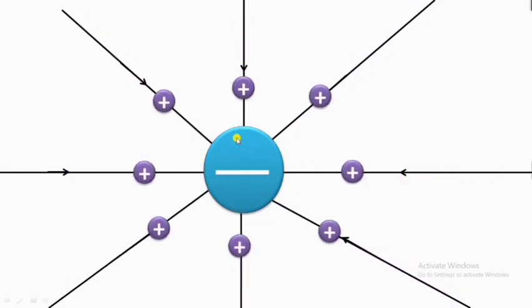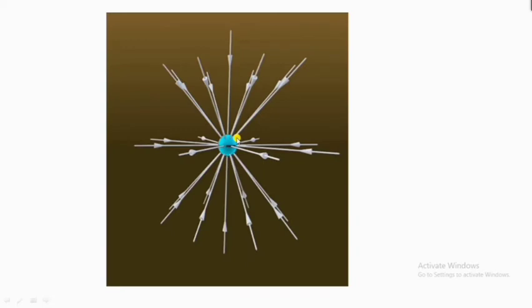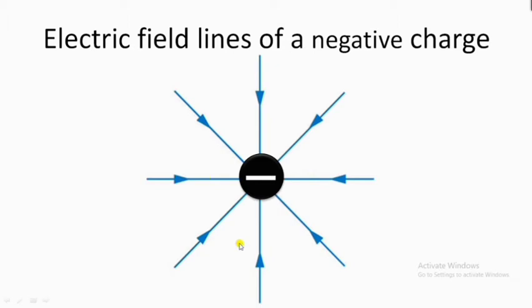But this is again two-dimensional. In three dimensions it will look like this. From all the points the electric field lines will go into the negative charge. Out here you can see the arrow is towards the charge. In the case of a positive charge the arrow was outward. In a negative charge the arrow is inward because the positive charge will get attracted towards this negative charge. So this is the diagram you should draw. You can pause the video and draw.